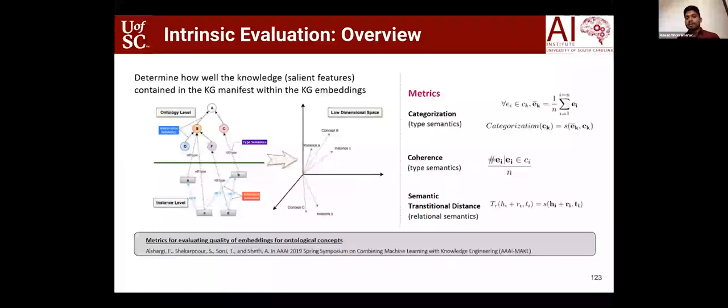The practice with knowledge graphs in downstream applications is that people generate the knowledge graph embeddings and use them for link prediction, knowledge graph completion, or any other downstream task. But here we wanted to look at intrinsic evaluation. We looked at the literature and there's not much work in this area. So we found a recent paper published in 2019, which looked at some metrics to quantify the quality of different types of semantics in the knowledge graph. For example, the type semantics are captured through the categorization measure and the coherence measure, and the semantic transitional distance captures the relational semantics that exist between the instances.